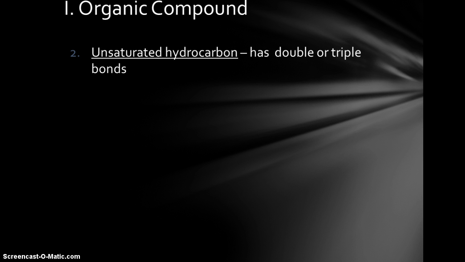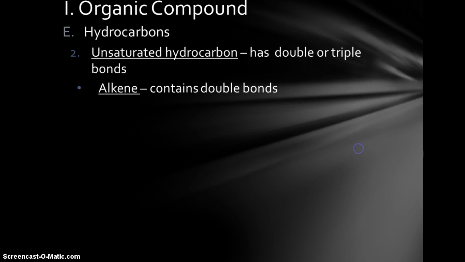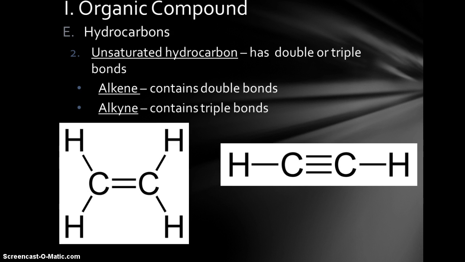Unsaturated hydrocarbons, those have double or triple bonds. There are 2 different types that you need to know. Alkene contains double bonds, and alkyne contains triple bonds. So if you notice on the left, we've got a double bond here, so that is an alkene, and then on the right we have a triple bond, and so that is an alkyne.